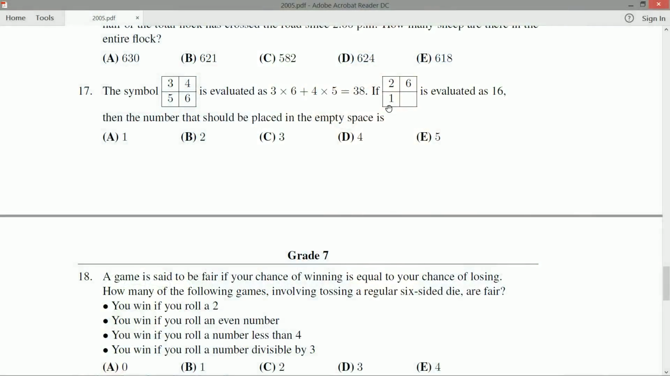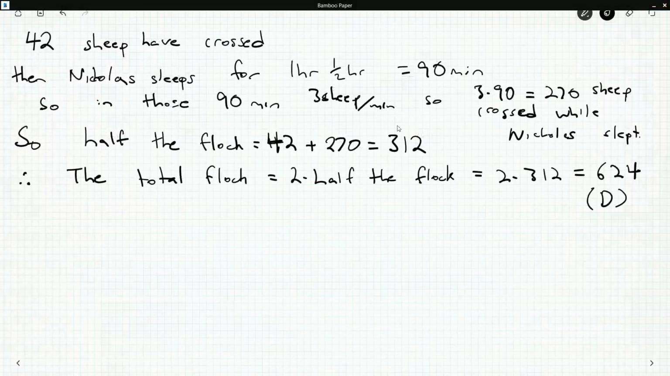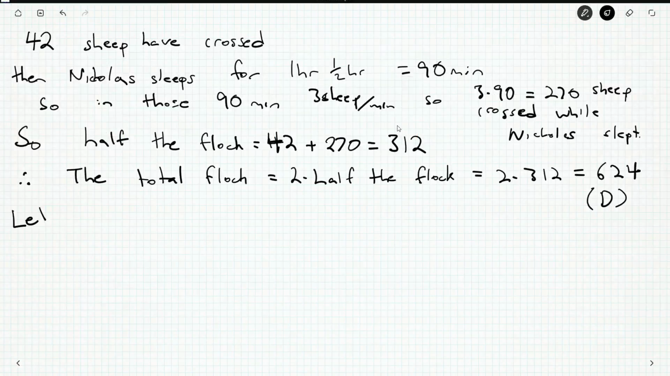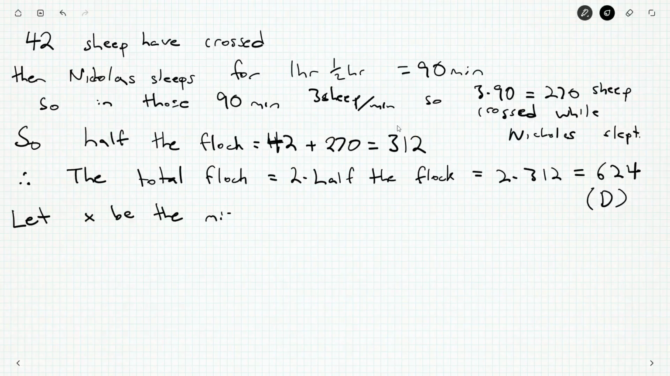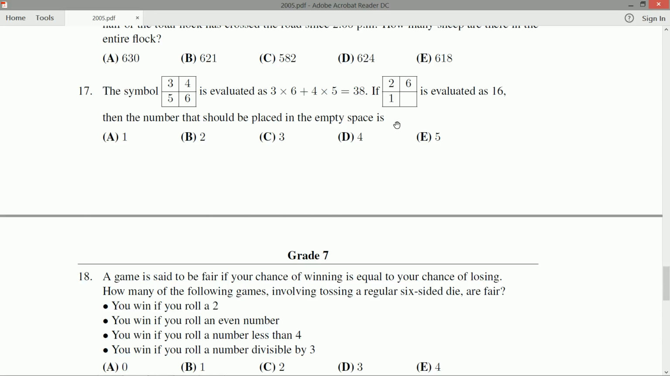If 261 blank is evaluated as 16, then the number that should be placed in the empty space is... Okay. So let's give that number a name. Let's call him x. Let x be the missing number. Okay. So we have, what was it, 216x? No, 261x.